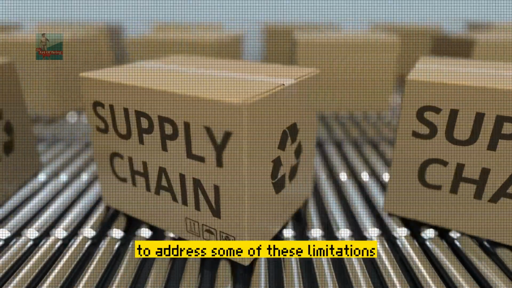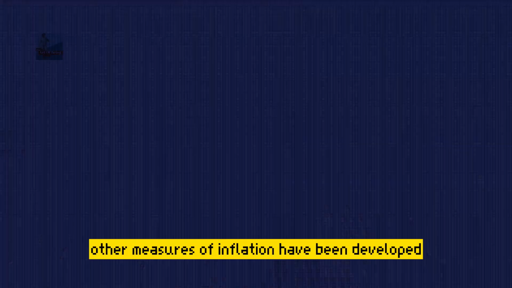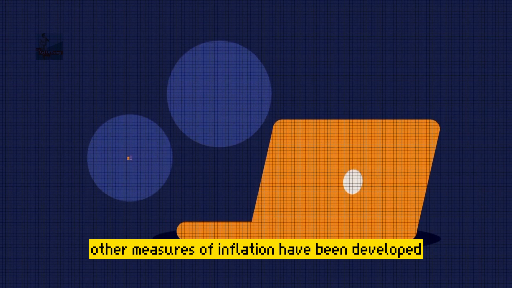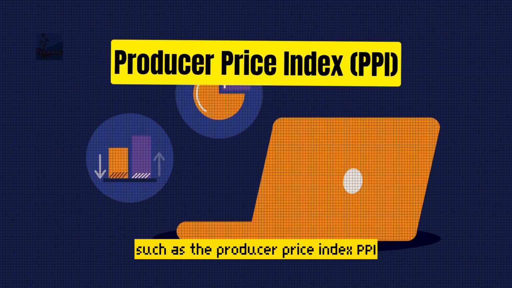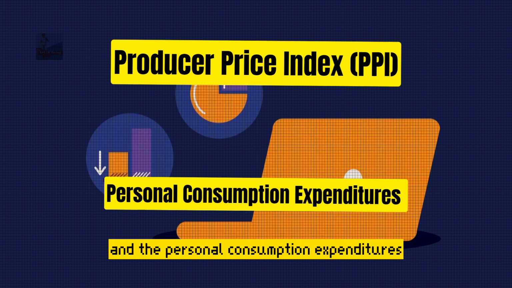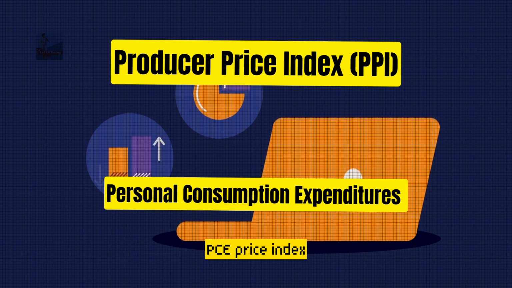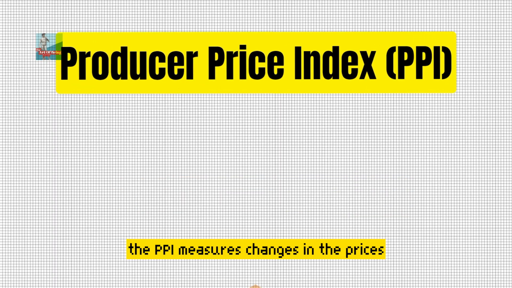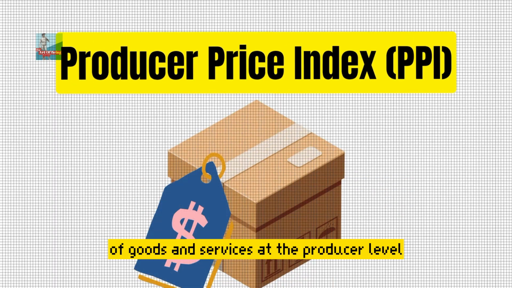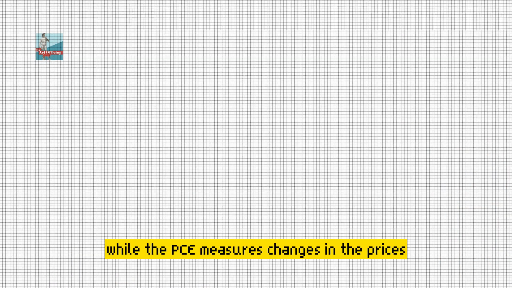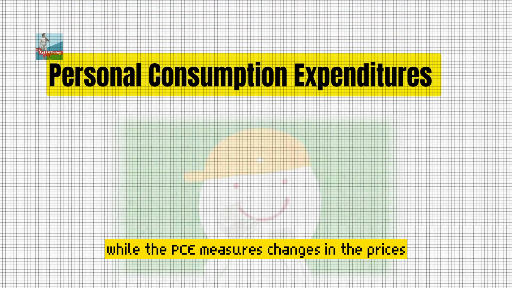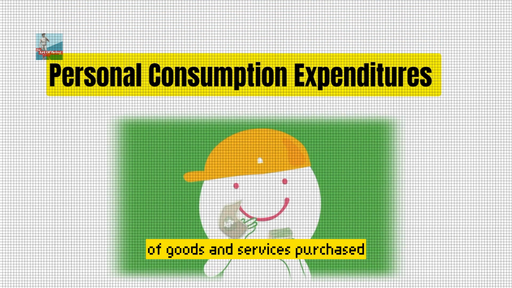To address some of these limitations, other measures of inflation have been developed, such as the Producer Price Index, PPI, and the Personal Consumption Expenditures, PCE, Price Index. The PPI measures changes in the prices of goods and services at the producer level, while the PCE measures changes in the prices of goods and services purchased by households.